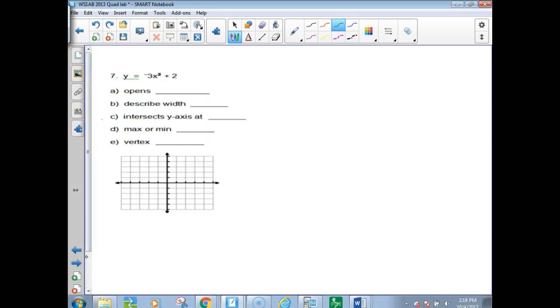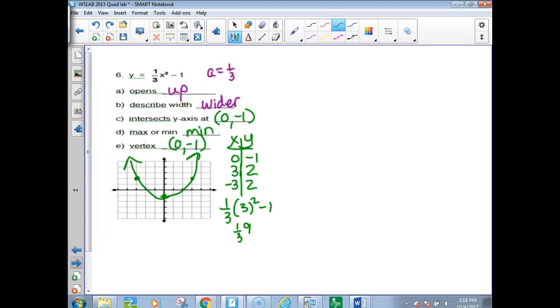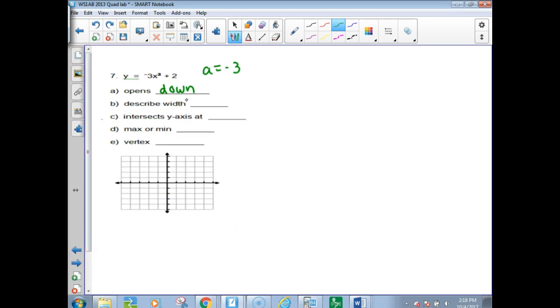Right. And so let's see, 7. We got an A of -3, so this thing's going to open down. Did I write wider on the last one? Yes, I did. Okay. And this width will be narrower than a regular parabola, or skinnier. It intersects the y-axis at 0, 2, so I think we're getting the pattern here. Since it opens down, it will have a max, and its vertex is at 0, 2.